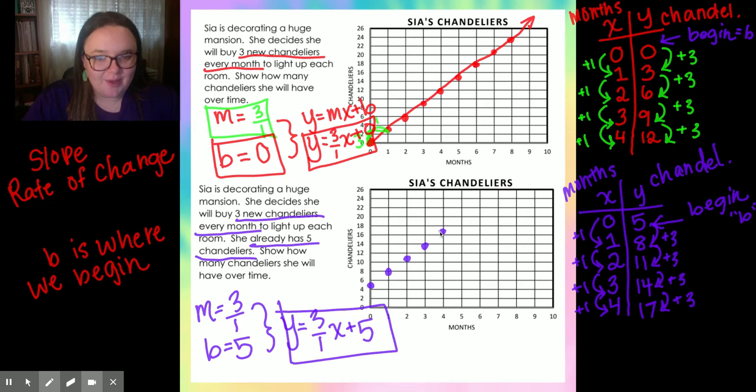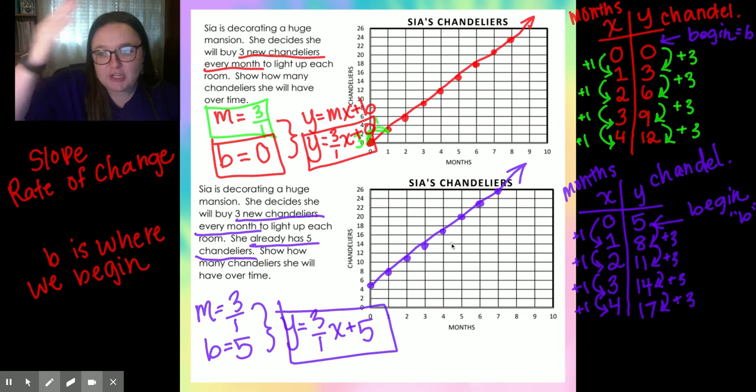After 5 months, that puts her at, let me count, 20. After 6 months, that put her at 23. And at 7 months, that puts her at 26. So I'm going to go ahead and connect these. Okay, it makes that linear function, it's increasing. She's buying more and more chandeliers there. So let's talk about these graphs.